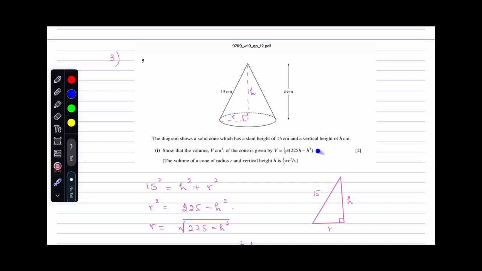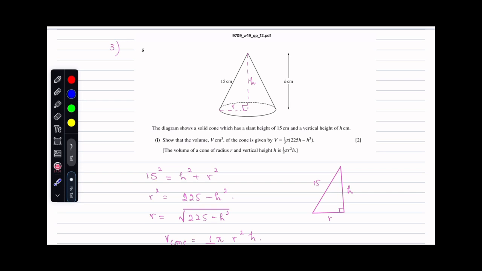I need everything in terms of h. So from here I can say r square shall be equal to 225, 15 square is 225, minus h square. Or if I take the square root, I can say that the radius has to be the square root of 225 minus h square. Obviously, I will be ignoring the negative sign here because the radius can never be negative.